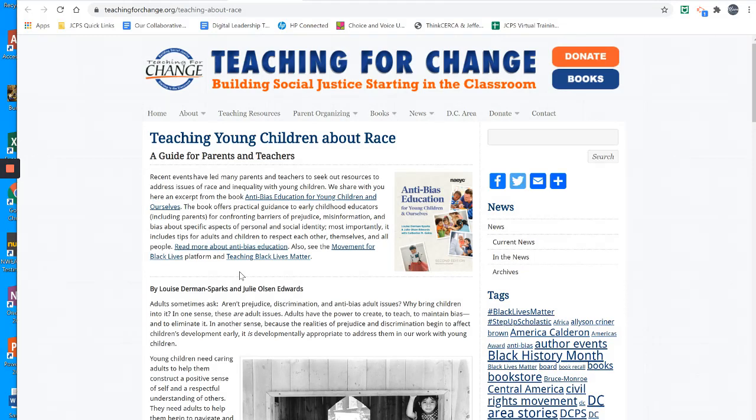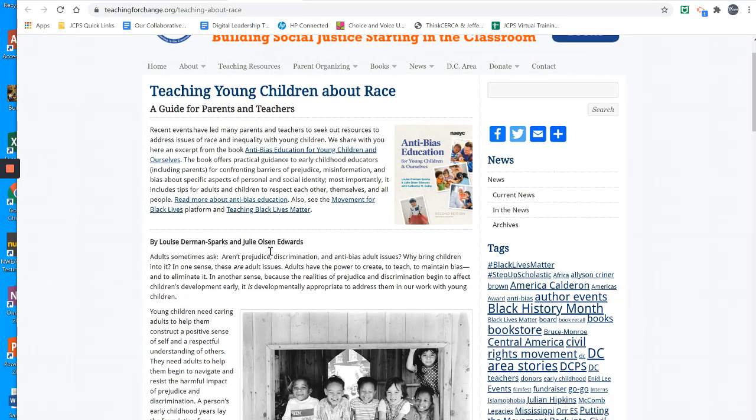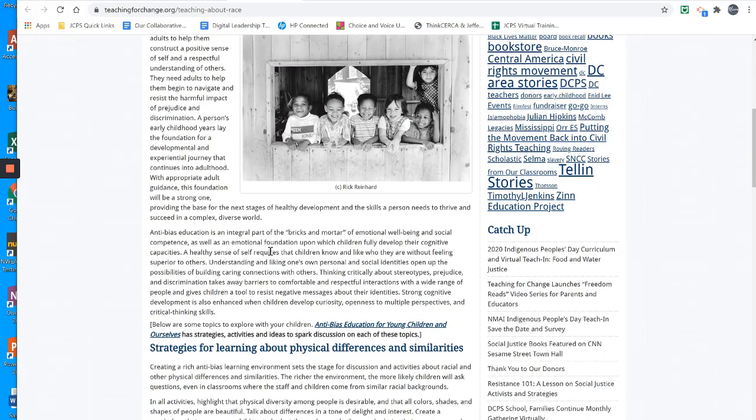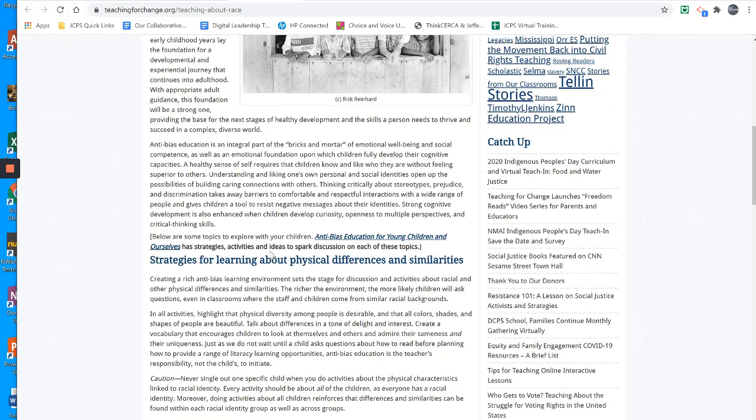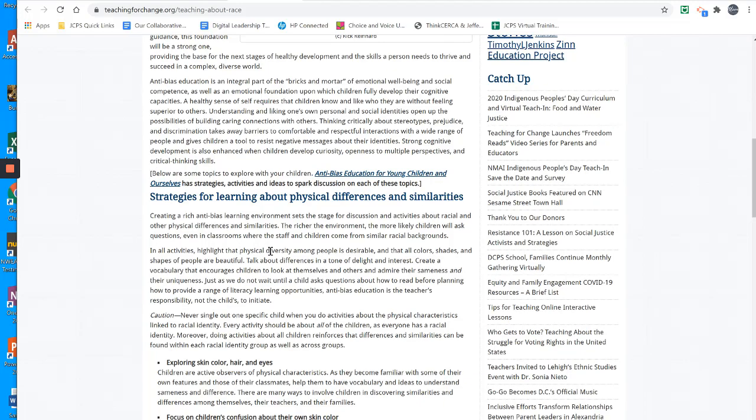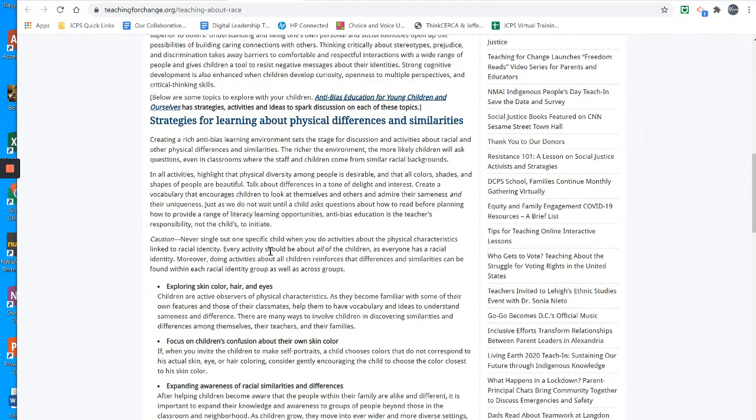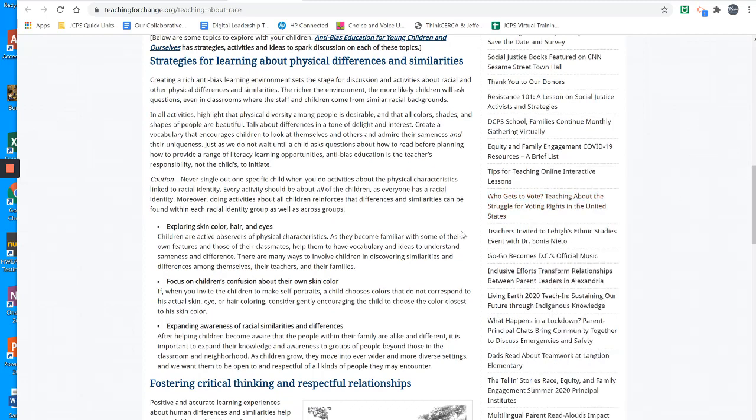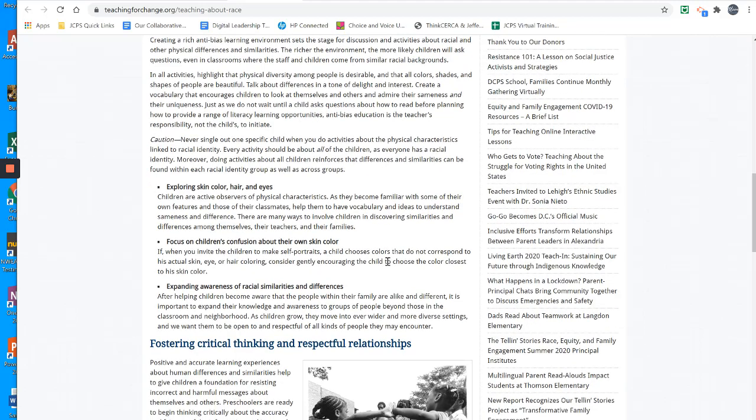This resource, Teaching Young Children About Race, will allow us to dig deeper. It's part of Anti-bias Education, and it is a lengthier blog post, but really gets into some detail into what we can do to ensure that we're being equitable. So here are some strategies for learning about physical differences and similarities. We can explore skin color, hair color, eyes. We can focus on children's confusions about skin color. We can expand awareness of racial similarities and differences.